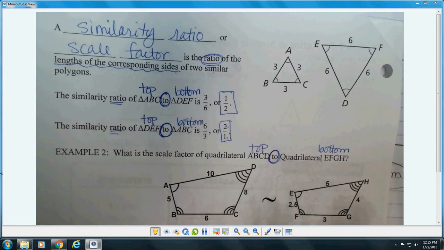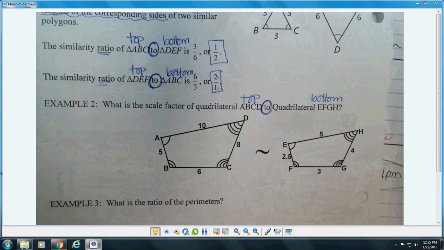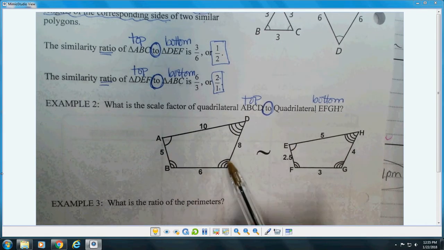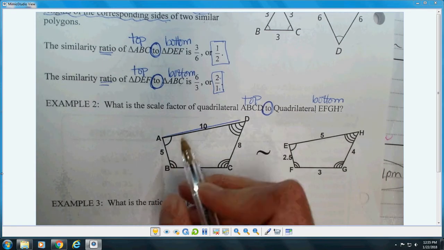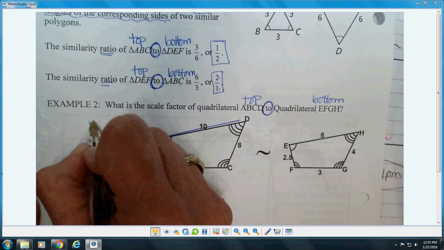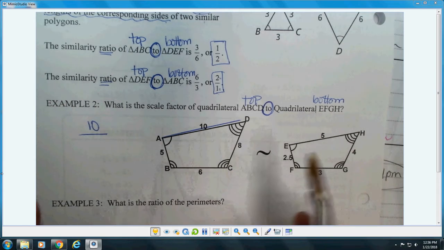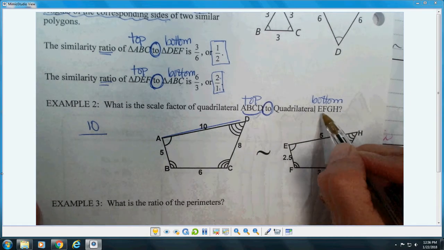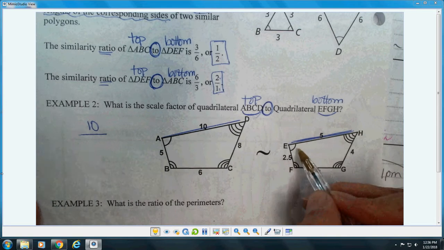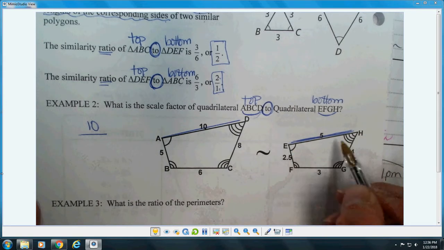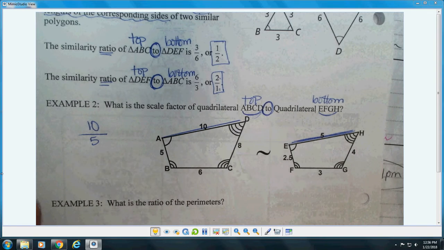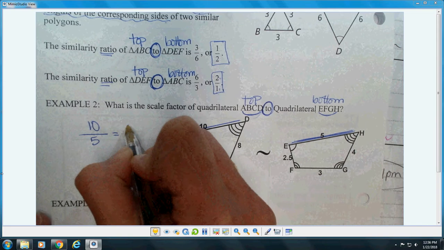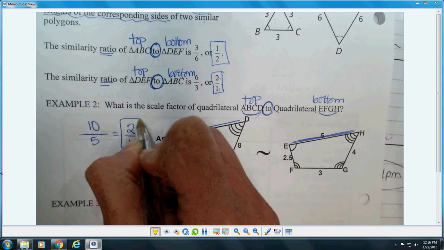Sometimes these are turned in different directions, so you do need to make sure that you are using corresponding pieces, and you can do that by checking your angle markings. I'm going to choose this side, so I have 1 angle marking to 4, so I'm going to have 10 over, because I picked AD, I have to match that with EH, which is here. I can also tell because of my angle markings, 1 and 4. So 10 over 5, can I leave it like that? No, I have to simplify. 10 divided by 5 is 2, but that's not a ratio, so it has to be 2 over 1.